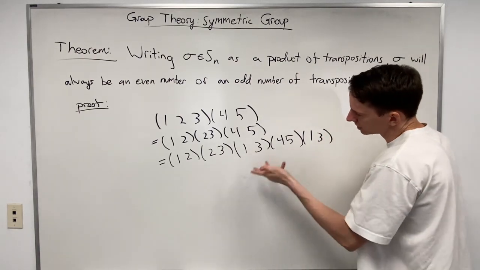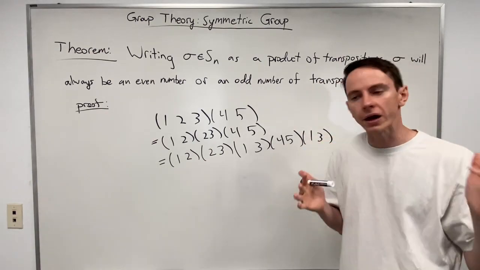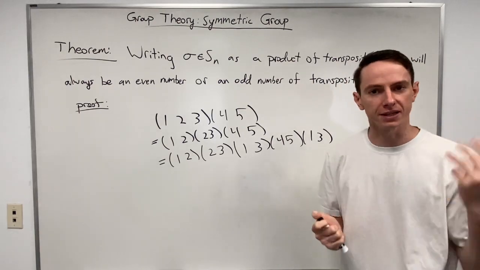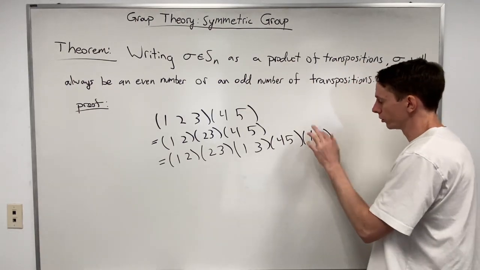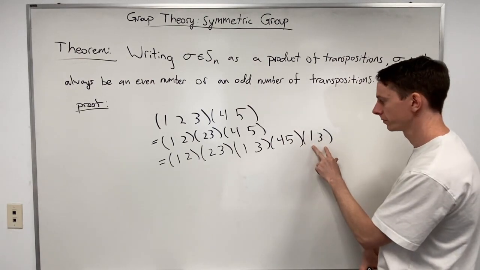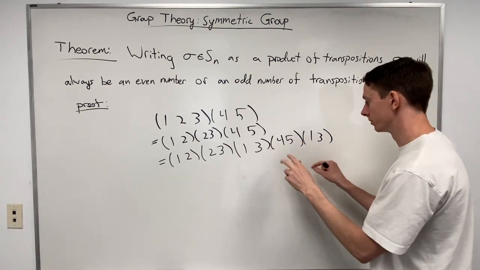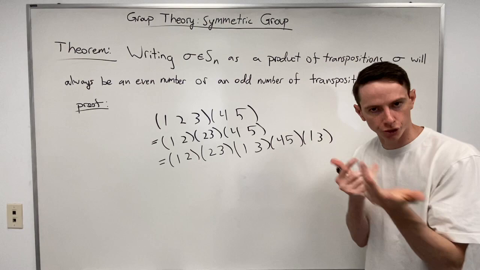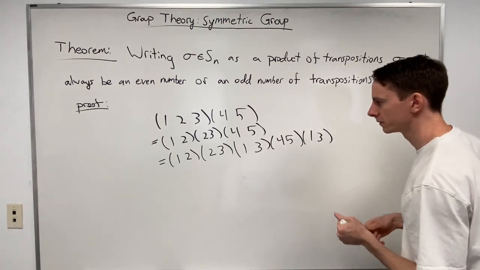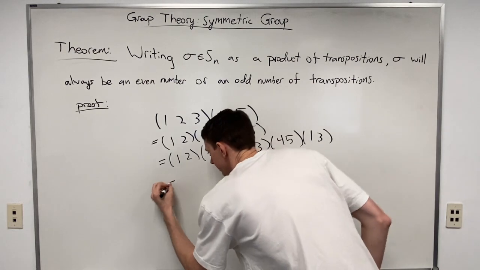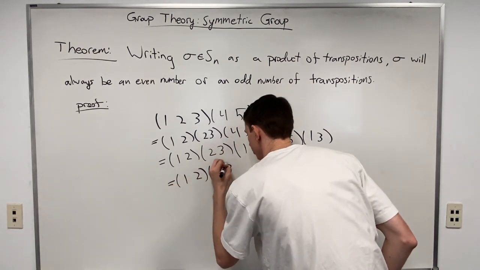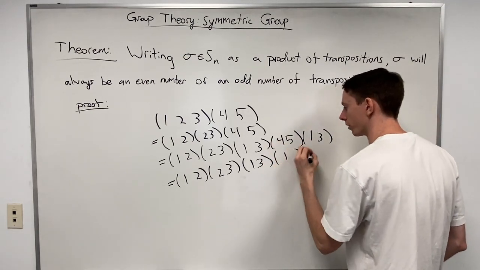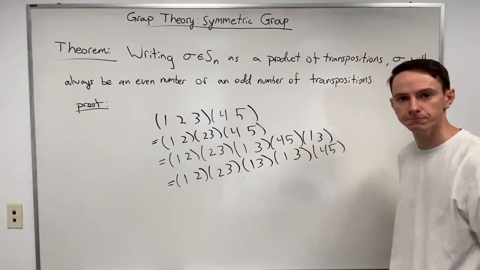And to see why this makes sense, let's first remind ourselves that disjoint cycles commute with each other. And that should make sense, right? If 1 and 3 are the only numbers affected by this cycle, and 4 and 5 are the only numbers affected by this cycle, none of these numbers are going to be affected by the others and vice versa. So it doesn't matter which order we apply them in. And we went through that last time. So we could rewrite this as (1 2)(2 3)(1 3), and swap (1 3) and (4 5). So then we get (1 3) again, and (4 5).